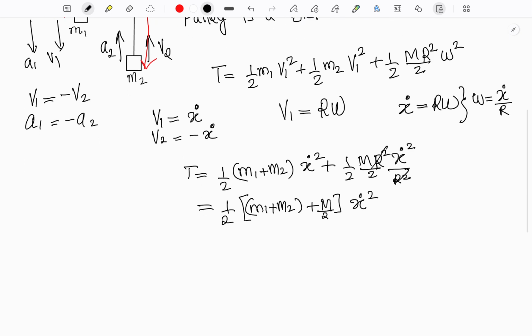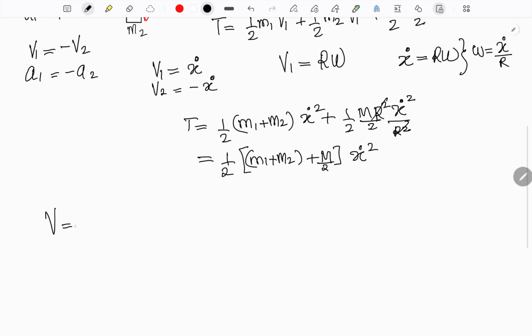So potential energy V will be equal to, because the masses are below the reference point, minus m1gx, the potential energy of the first block, then the potential energy of the second block will be minus m2g into (l minus x). Now what about the pulley? Because the center of mass of the pulley is the reference, the potential energy of the pulley itself will be 0. So we got the kinetic energy and potential energy in terms of our generalized coordinate x.